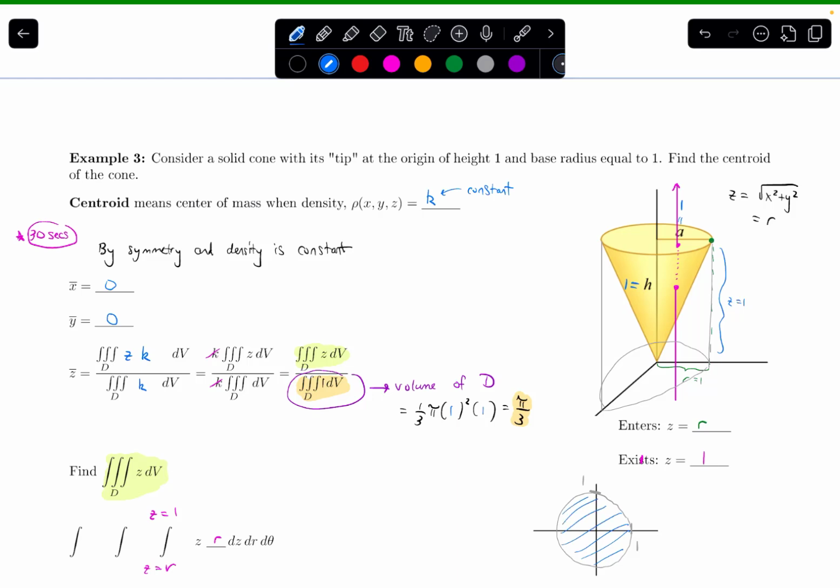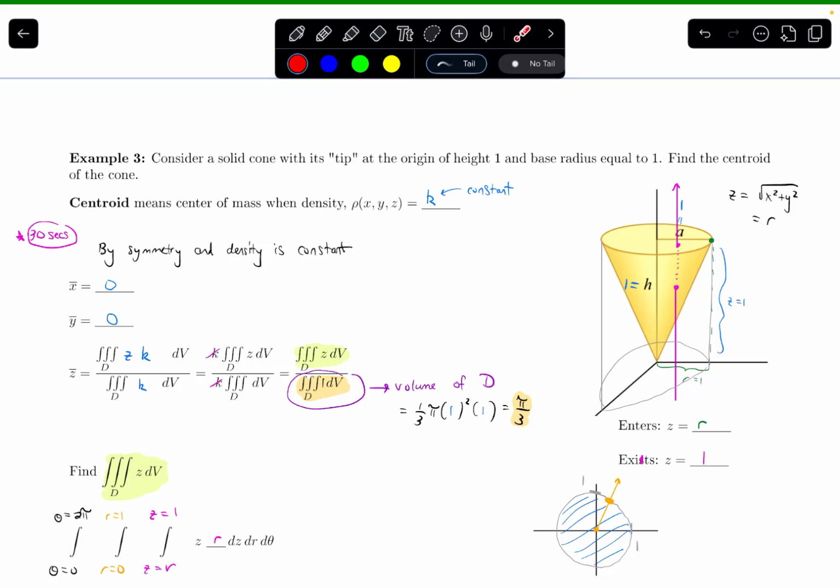And now to find the limits of integration for r, I'll draw an arrow radially outward. That arrow enters the region right away at the origin when r is 0, so the lower limit is r equals 0. And it exits the region on the circle where the equation is r equals 1. And then because I go all the way around my circle, theta goes from 0 up until 2 pi.